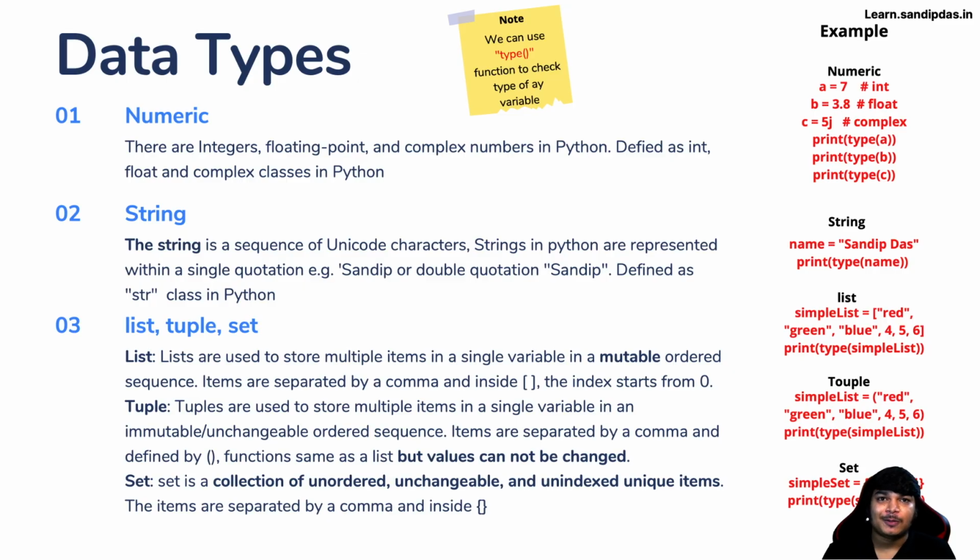Now let's learn about the Python data types. The first one is numeric. So there are integers, floating points and complex numbers in Python, defined as int, float and complex classes. Now let me show you an example that will be easy for you guys to understand.